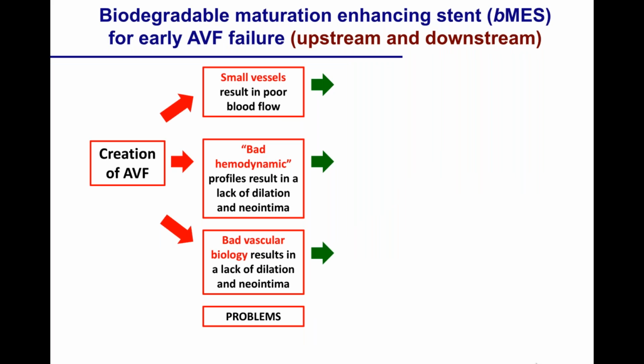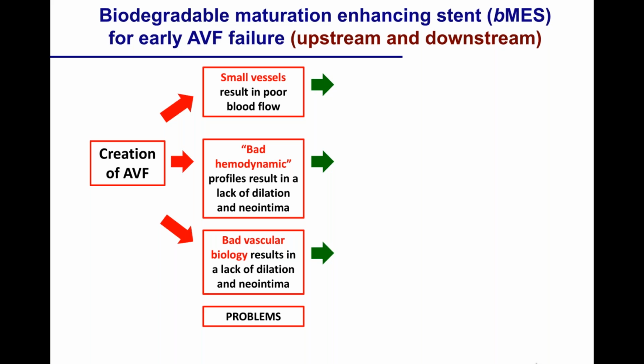I want to start off by talking a little bit about basically a device that our group is developing through a small company called Innovasc, and this is a biodegradable maturation enhancing stent for early maturation failure. And the background to this is that about 5 years ago, we really tried to identify the most important pathogenetic pathways responsible for fistula maturation failure. And we came up with 3 important pathways.